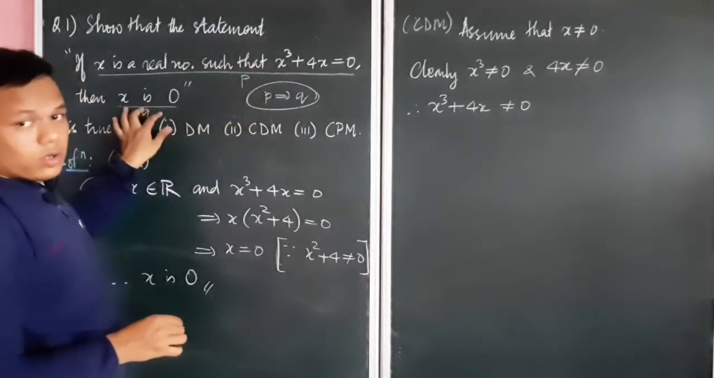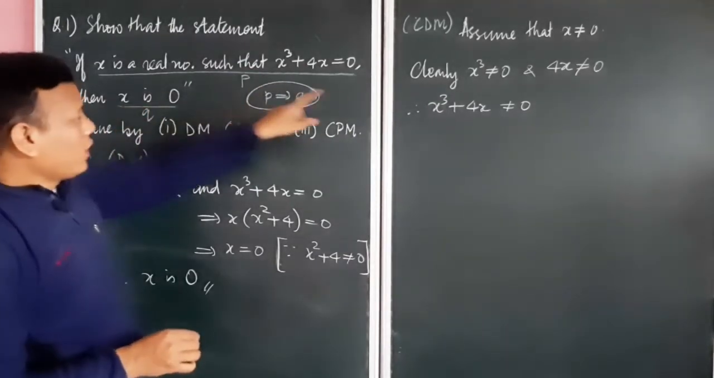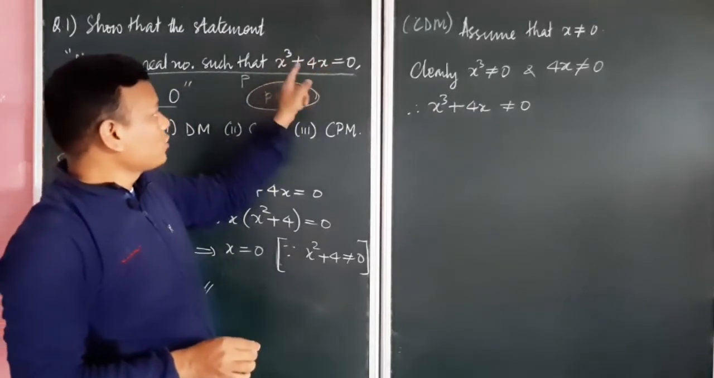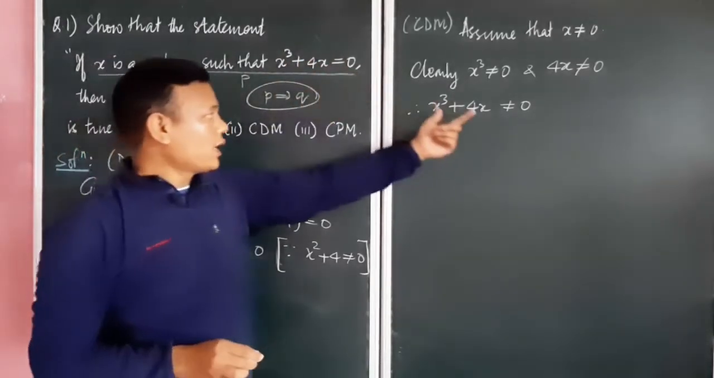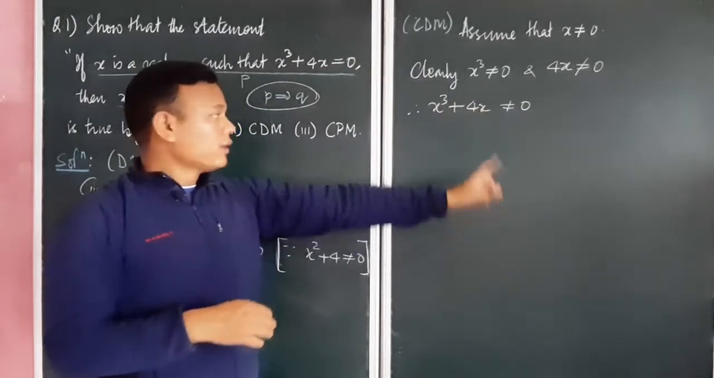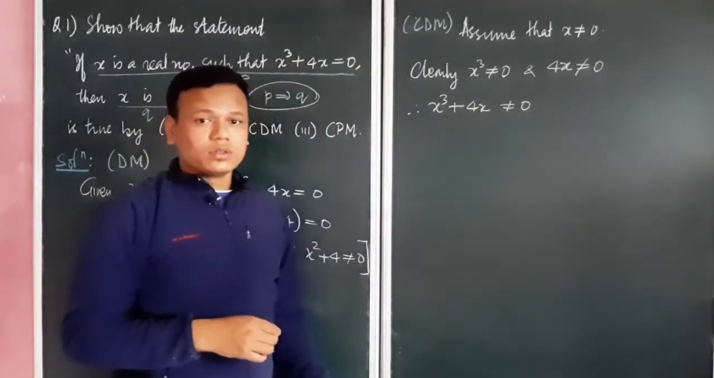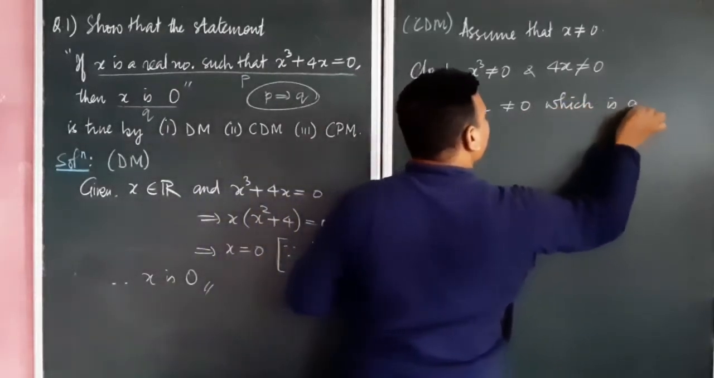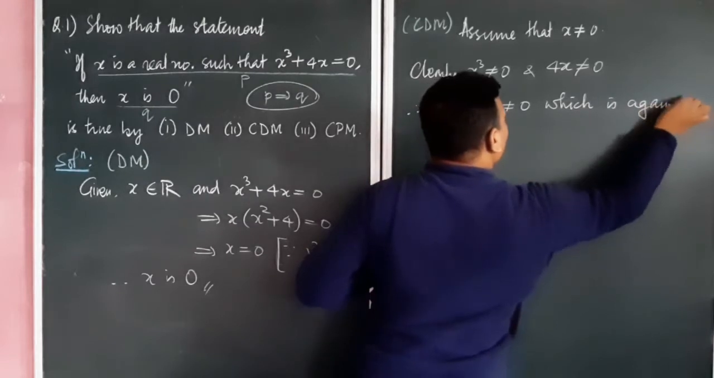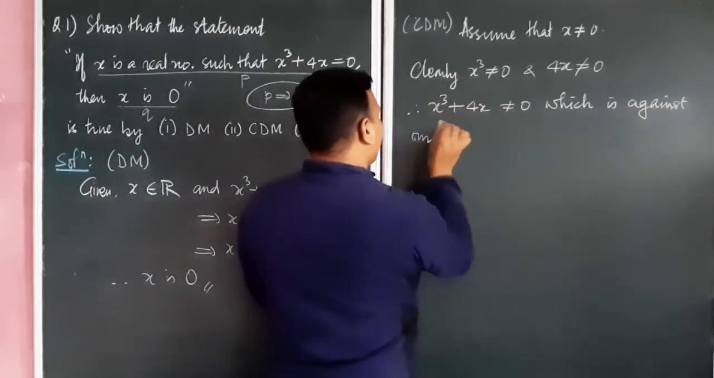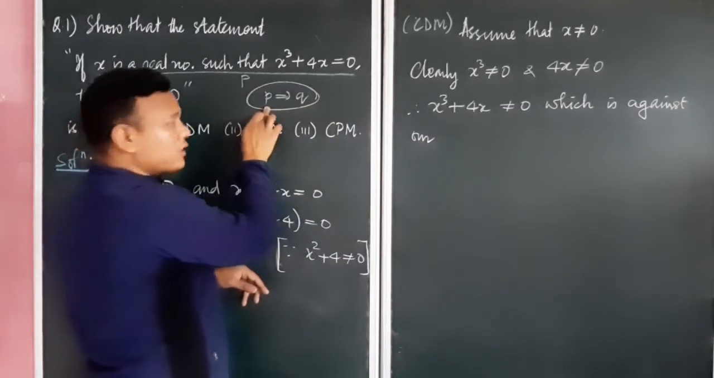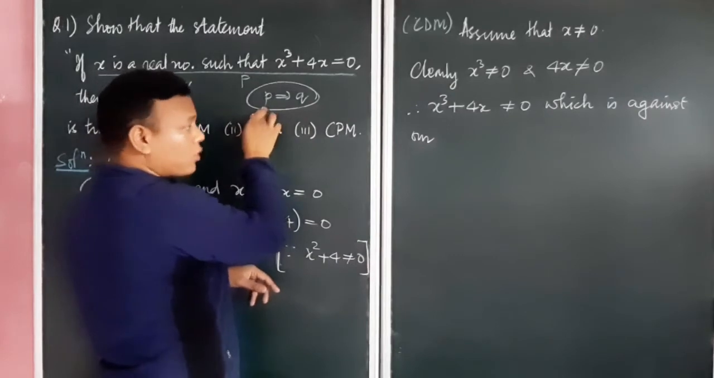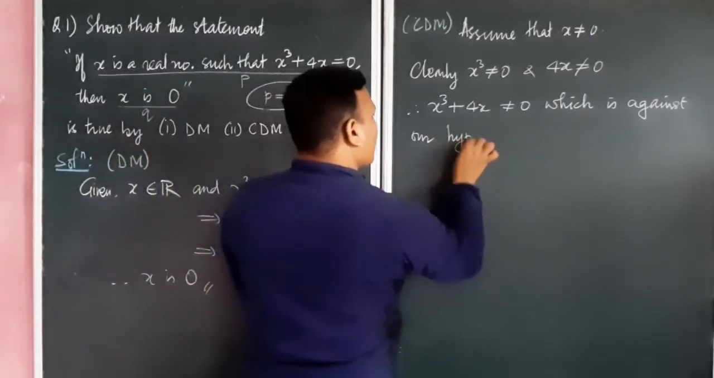And we took that this is false, and from there we arrived at this. But this is against this, isn't it? Because it is given that x cube plus 4x must be equal to 0. But here I arrived at the opposite, that x cube plus 4x is not equal to 0, right? Which is against our, as I said, this is called the hypothesis and this is called the conclusion. So which is against our hypothesis.